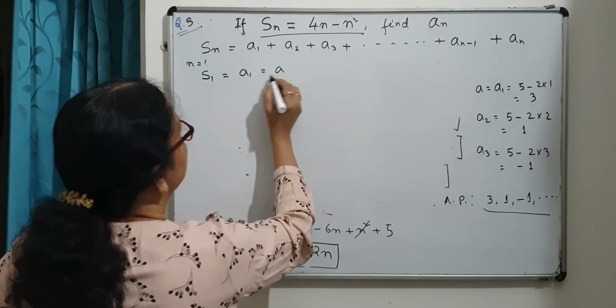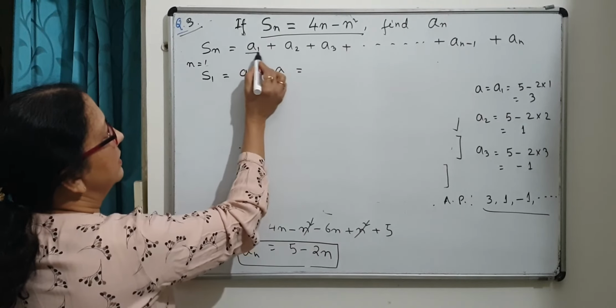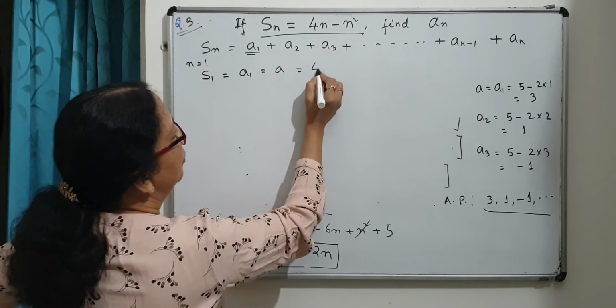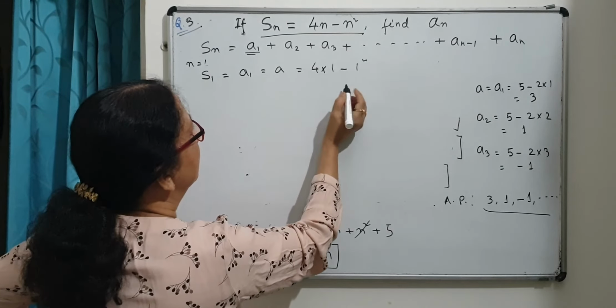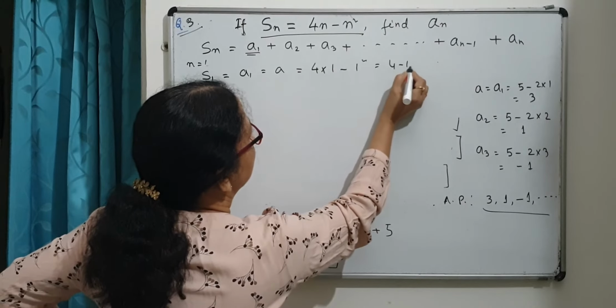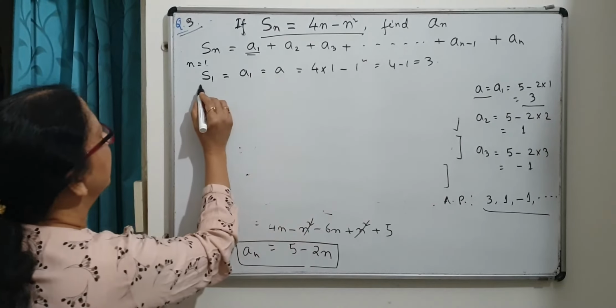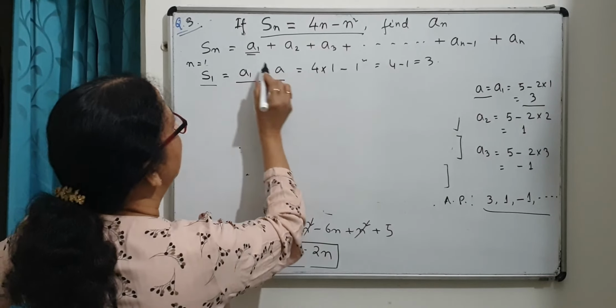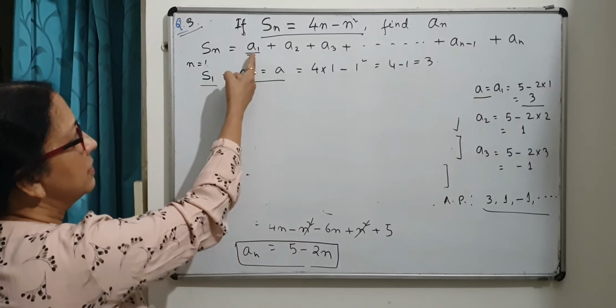And so S1 will be this first term only, and then it will be 4 into, in place of n I put 1, minus 1 square. So it is 4 minus 1, that is 3. So you got A to be 3 also. So S1 is your first term, because S1 is nothing but the sum of one term, which is the first term.